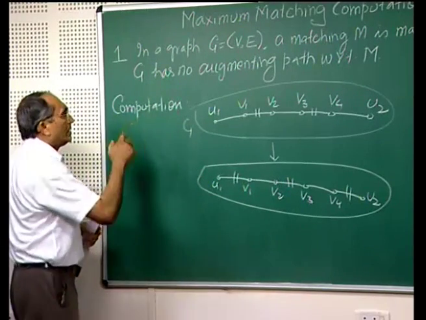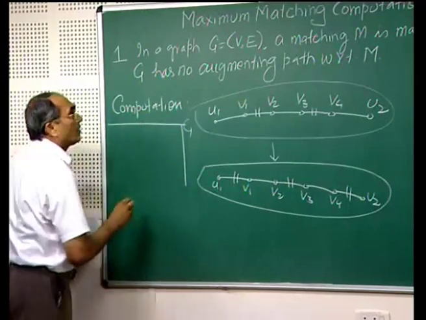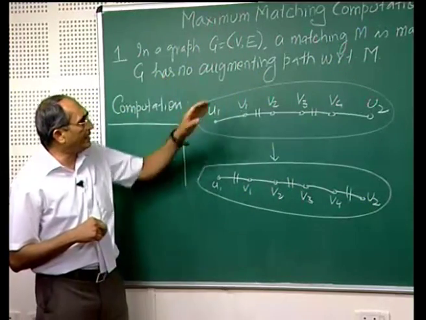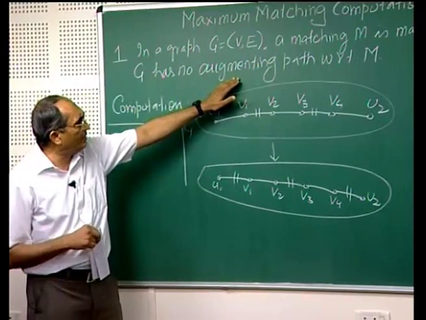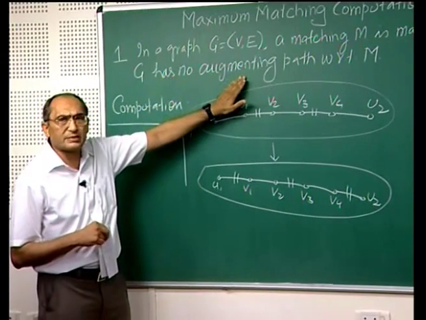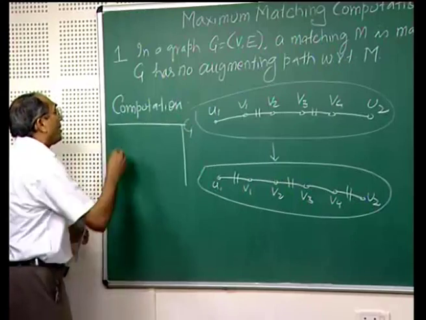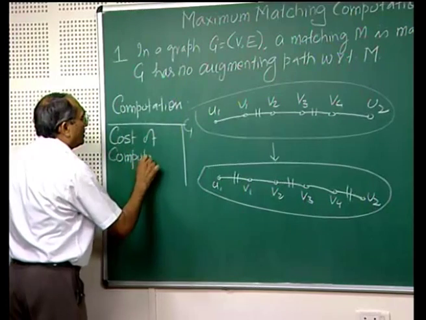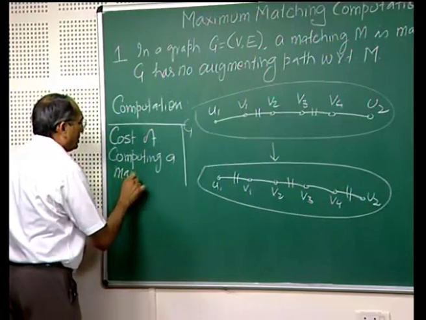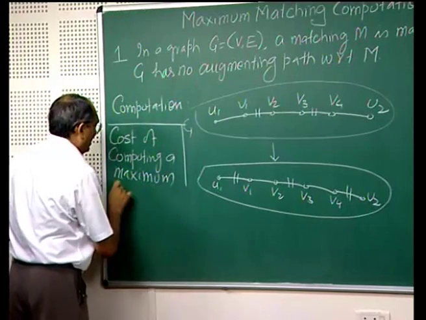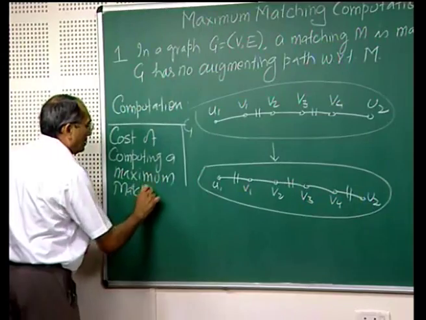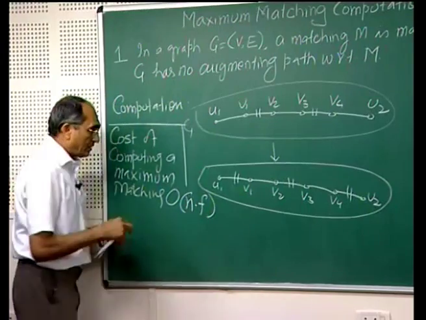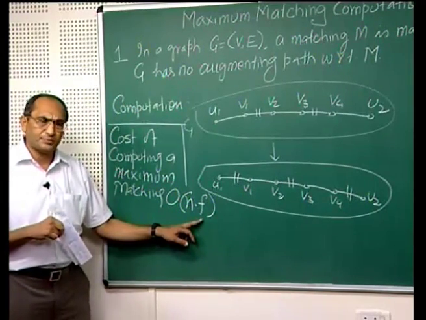Now, in each step, when we compute an augmenting path, we can improve the matching size by 1, and a matching cannot have more than n by 2 edges, n being the number of vertices. So, one may have to compute this n by 2 times. So, the cost of computing a maximum matching will be order n times f, where f is the cost of computing an augmenting path.